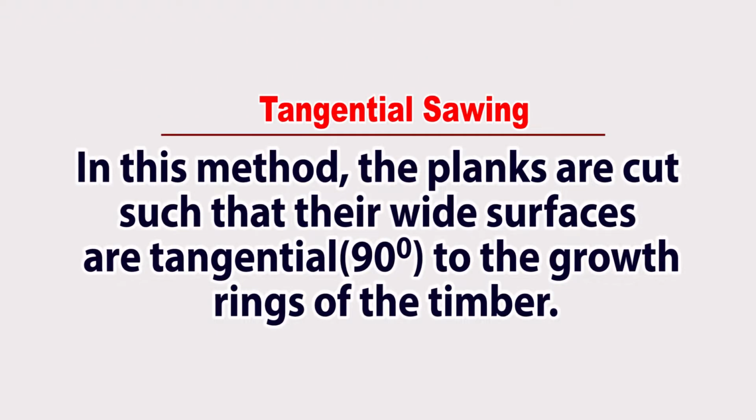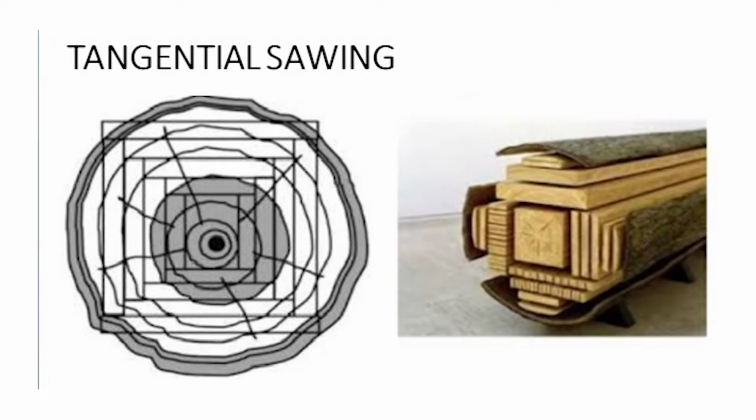Now I go again. For the tangential method, the planks are cut in such a way that their wide surfaces are tangential, I mean 90 degrees to the growth rings of the timber. As you can see on your screen right now, you can see the growth rings and the lines being traced tangential to the growth rings. From there, the cutting is done all round.